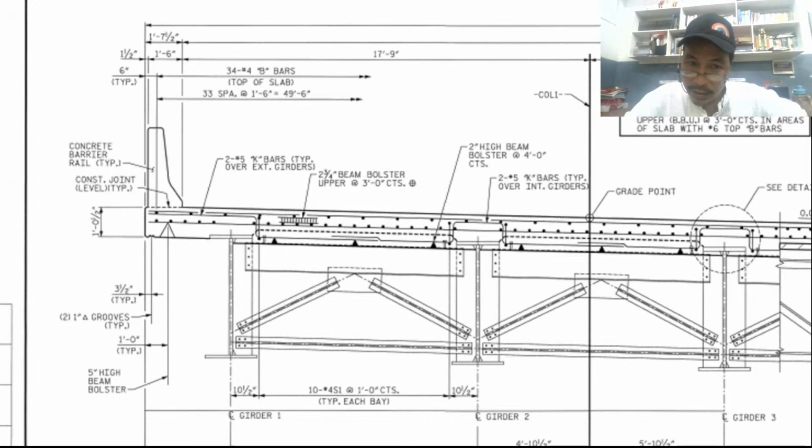So meaning it can be moved. They are not a single unit. This concrete barrier and this one, they are poured separately. That is what we mean, because we have a construction joint.